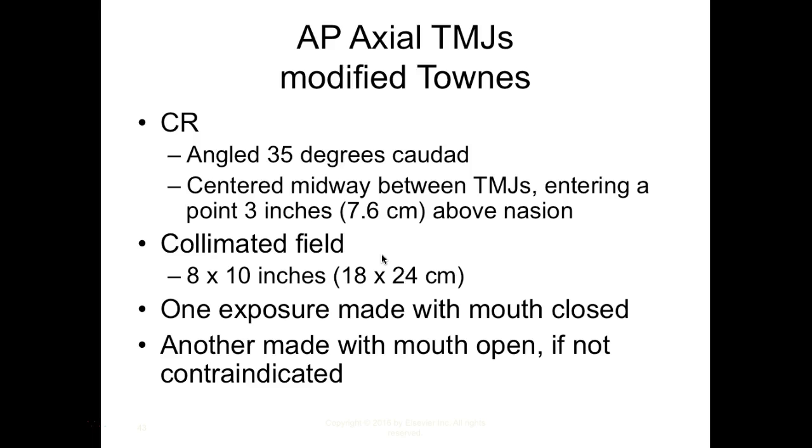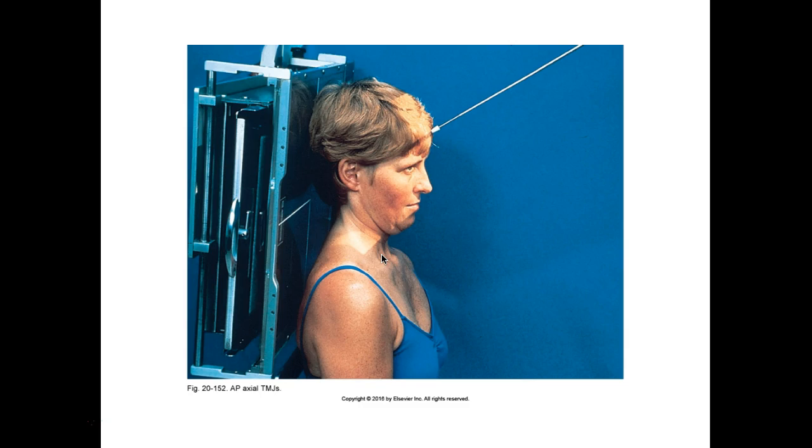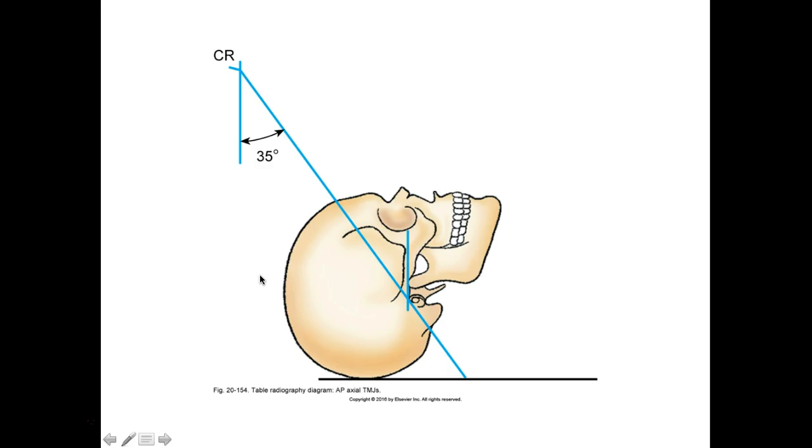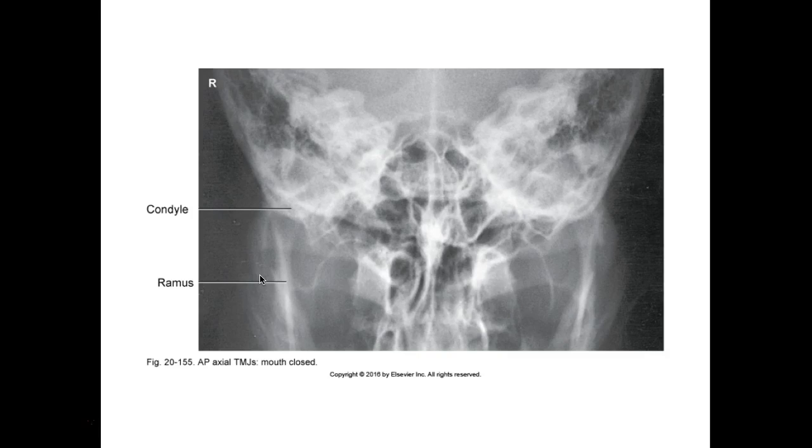You're going to do, on all these views, one exposure with the mouth open and one exposure with the mouth closed, if the patient is able to do it or if it's not contraindicated. So you can see here, OML 3 inches above the nasion at a 30-degree angle. 35-degree angle, sorry about that. So OML here, and you've got 35 degrees coming down, 3 inches above the nasion. And supine, this is what it looks like.